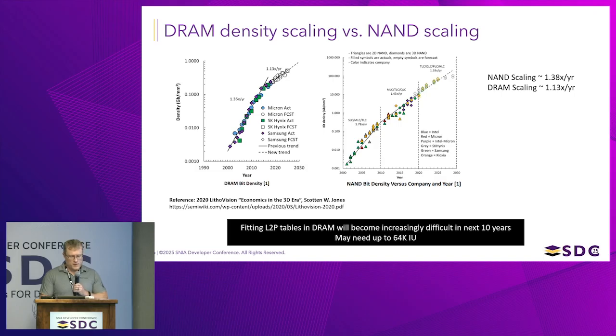All right, so DRAM density, the bits are not scaling the same as NAND. This is the trend. So the problem of fitting your tables into DRAM and fitting the DRAM onto the PCB is just going to get worse over time as these capacities get larger and larger. That's basically the only point here. Down at the bottom, I mentioned a 64K IU is on the horizon. It may be needed.